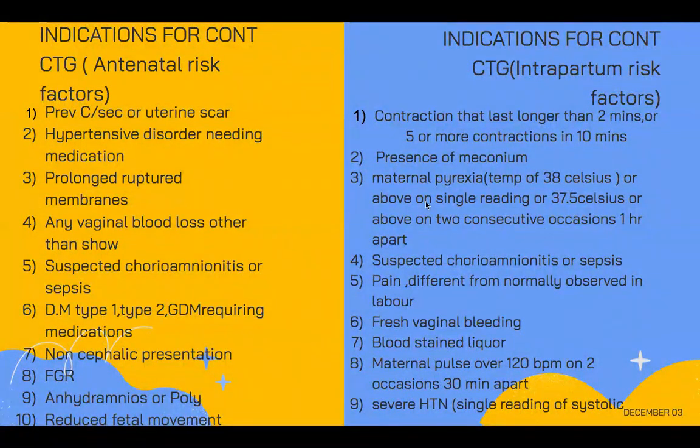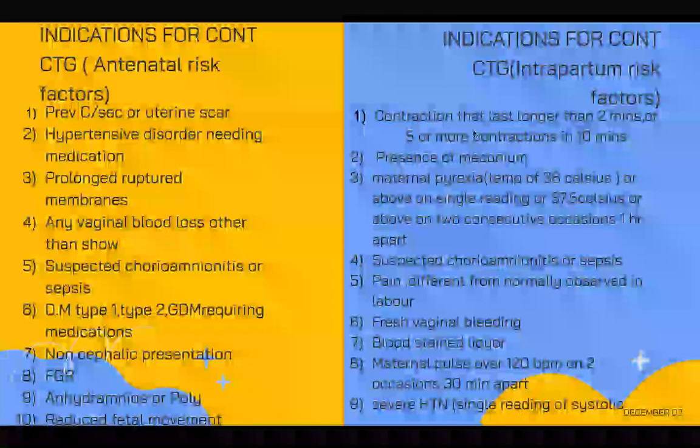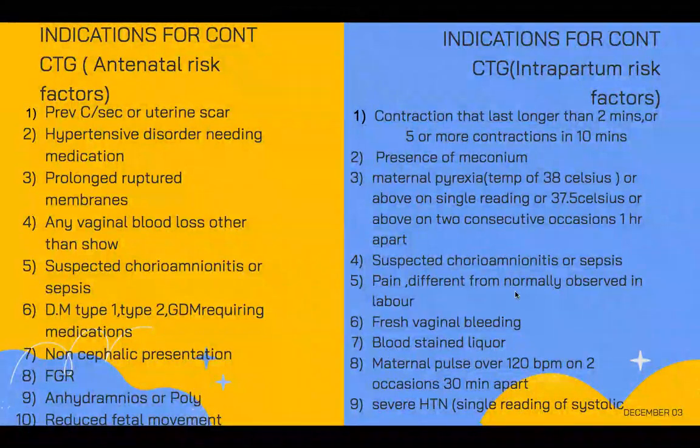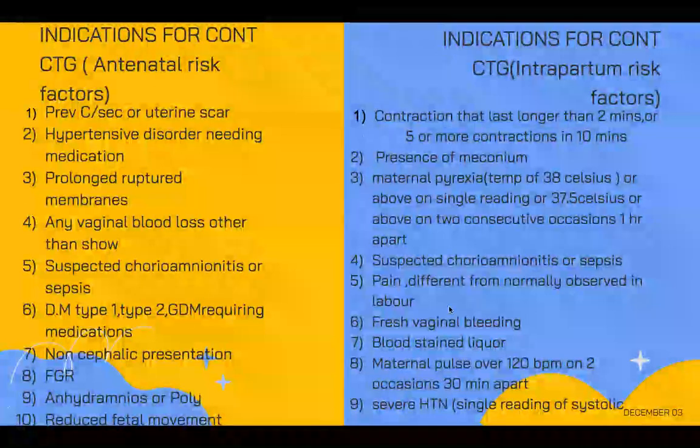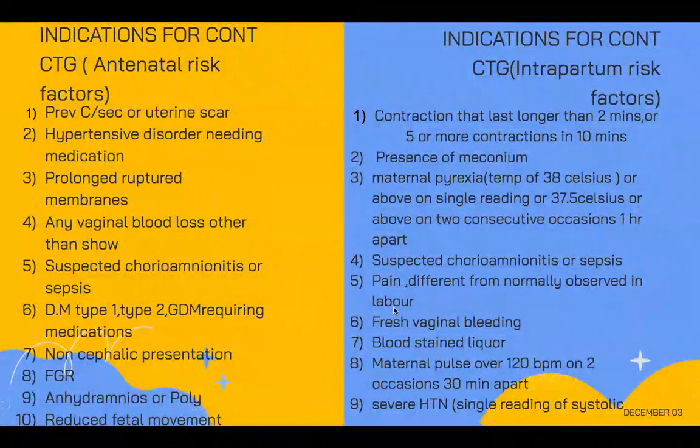This is the more severe pyrexia. So these are also indications because the mother is suffering. The mother is having some sort of infection. There is some rationale for all of these indications. Now, suspected chorioamnionitis or sepsis. This is also some infection developing, right? In labor, you will see that many things are related to the liquor. Chorioamnionitis, sepsis, pain which is different from that normally observed in labor.